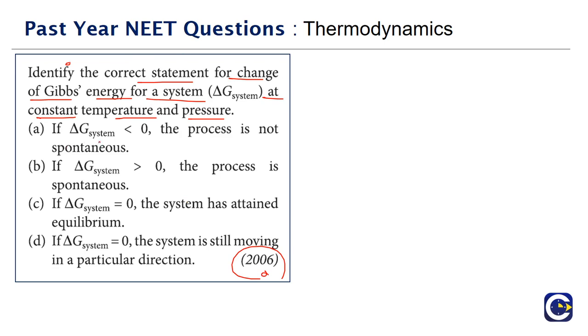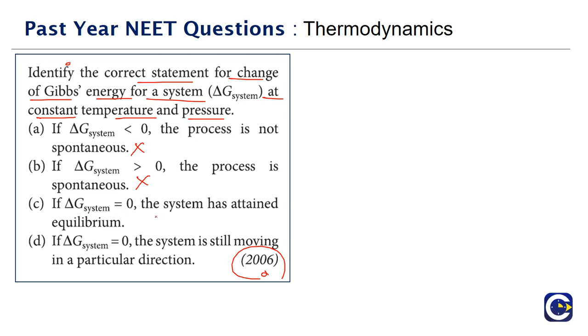So look at this. Option A is saying what? Del G system less than 0 means the process is not spontaneous. Option B is saying what? Del G system positive means the process is spontaneous. Option A is not correct. Why? Because del G negative means actually spontaneous. Option B is also not correct. Why? Because del G positive means non-spontaneous.